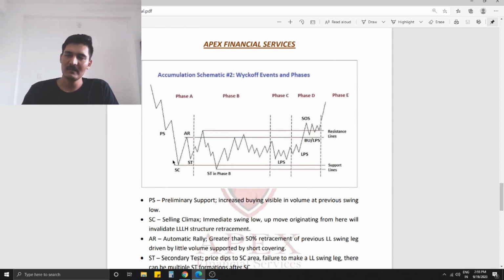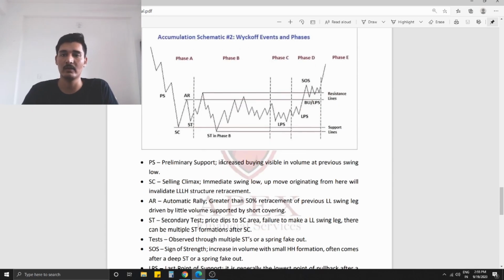Now, the failure to make a lower swing leg every time it reaches that SC is only going to cement our bias that the range is not going to be broken on the downside.